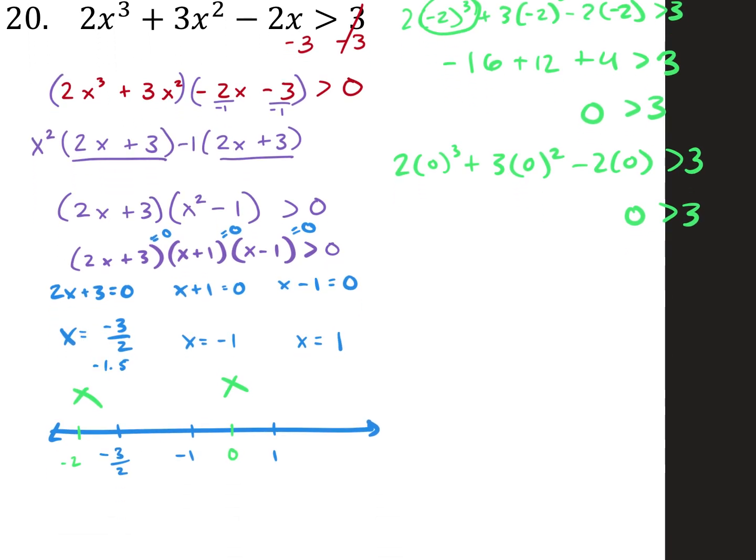So let's plug in a number that's greater than 1. What's a number greater than 1? 2. So let's plug in 2. We have 2 times 2 cubed plus 3 times 2 squared minus 2 times 2 is greater than 3. So this would be 16 plus 12 minus 4 is greater than 3. 28 minus 4 would be 24 is greater than 3. Is that true? Yes. And then just for the sake of time, if we plugged in a fraction in between negative 1 and negative 3 over 2, it's going to work too.